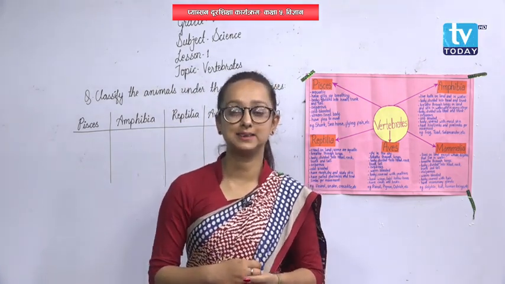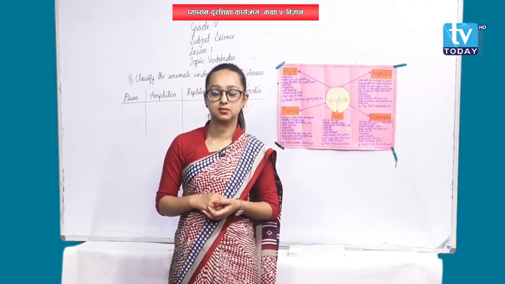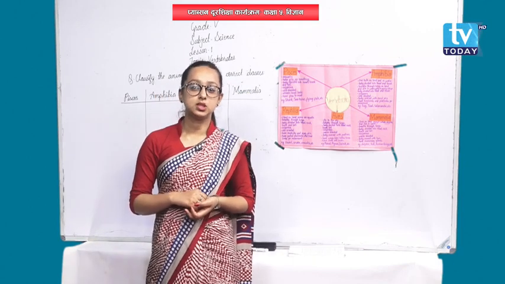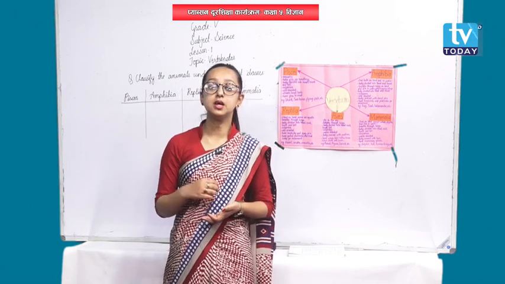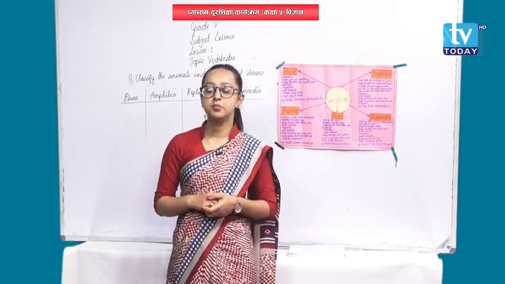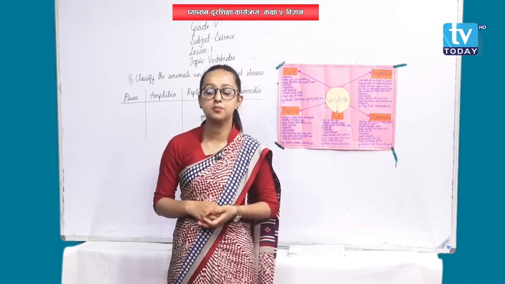Head, trunk and tail. Similarly, the animals of this class, as they are found in water, breathe through gills. They have gills for breathing. And they also lay eggs in water. That is, they lay eggs to give birth to their young ones. So they are oviparous animals, because the animals that lay eggs are called oviparous animals.